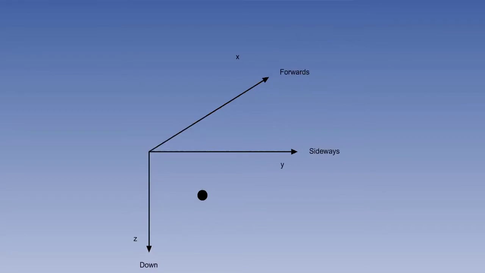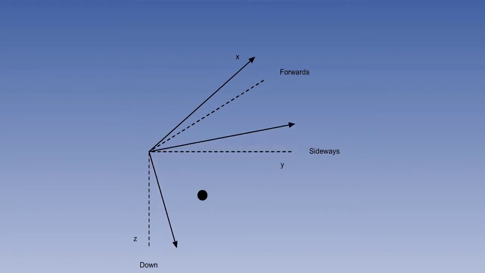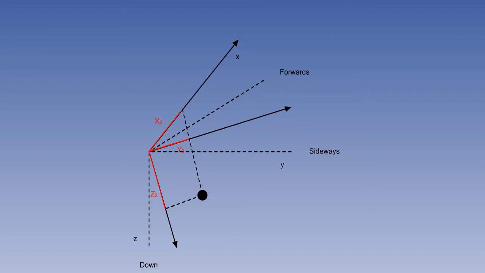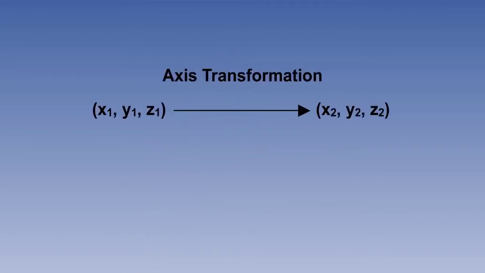Now imagine that the aircraft pitches, rolls, and yaws. The point in space has not moved, but the reference axes have. It is now defined by a new set of coordinates, x2, y2, and z2. The mathematics of converting from one frame of reference to another is called axis transformation.